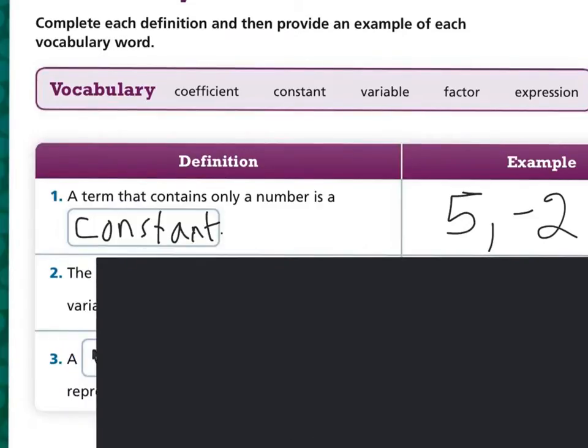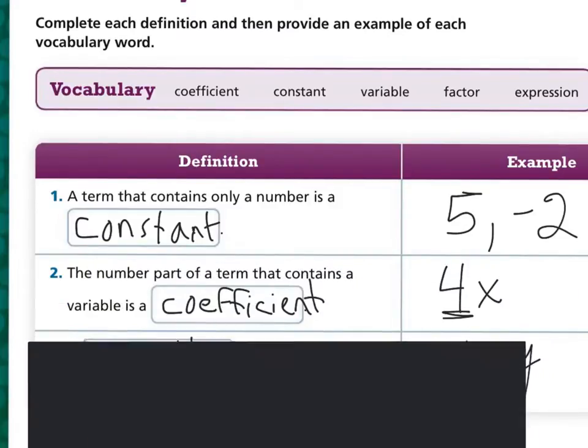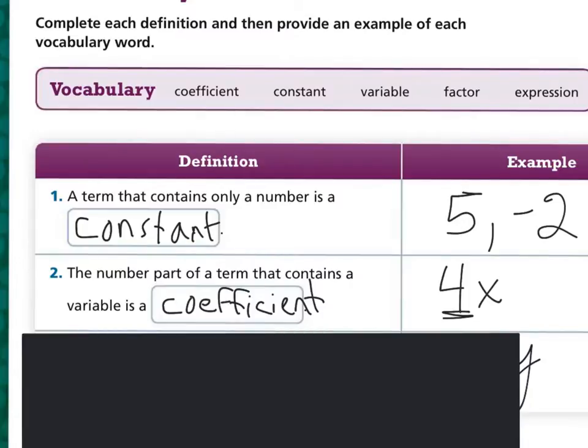And then number 2, the number part of a term that contains a variable is coefficient. Good. So coefficient, for example, if we have 4x, just to be clear, if we have 4x, the 4 would be our coefficient there.